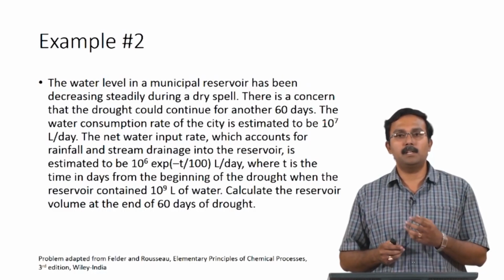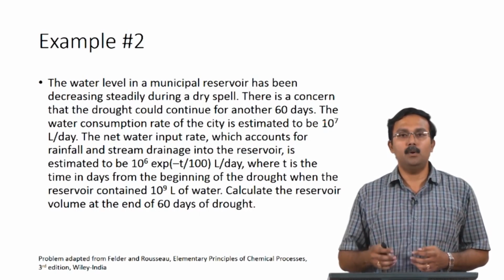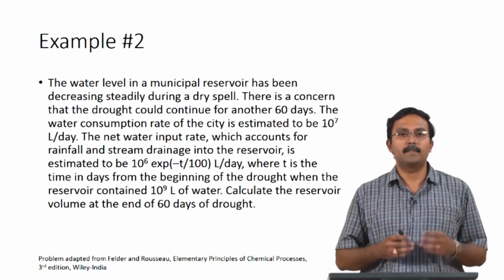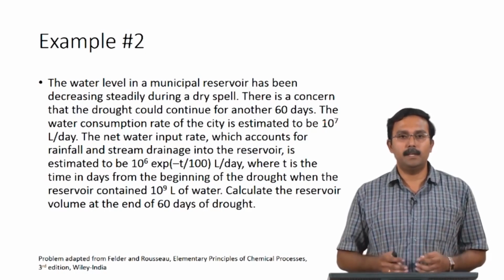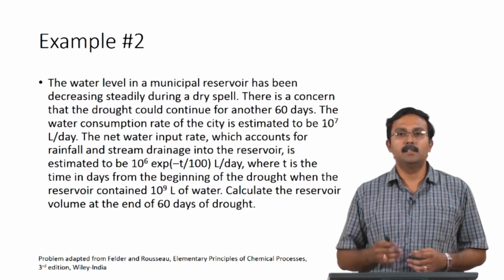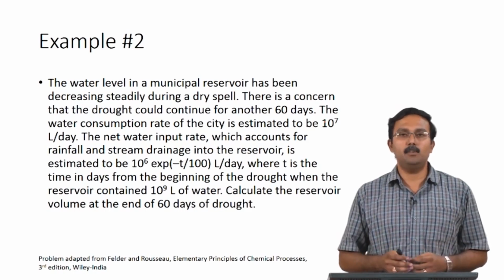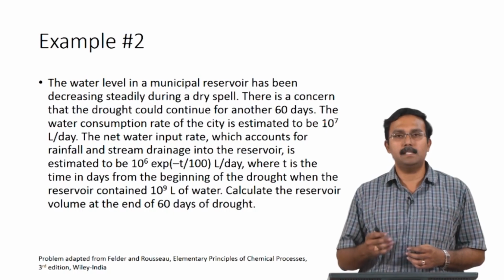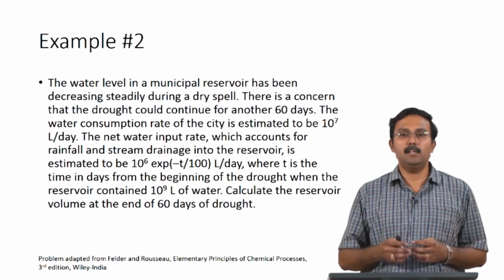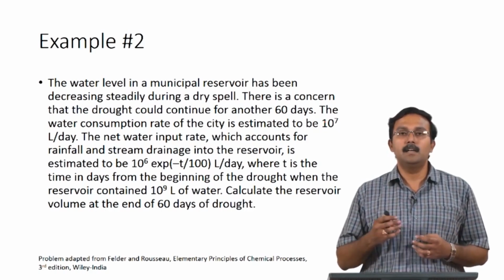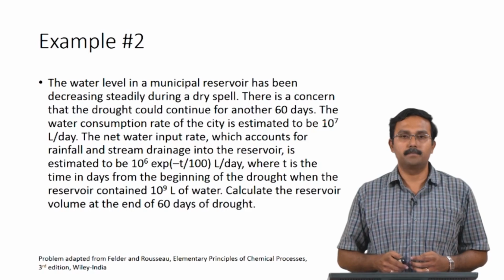The water level in a municipal reservoir has been decreasing steadily during a dry spell. There is a concern that the drought could continue for another 60 days. The water consumption rate of the city is estimated to be 10^7 liters per day. The net water input rate, which accounts for rainfall and stream drainage into the reservoir, is estimated to be 10^6 times exponential of minus t divided by 100 liters per day, where t is the time in days from the beginning of the drought when the reservoir contained 10^9 liters of water. Calculate the reservoir volume at the end of 60 days of drought.